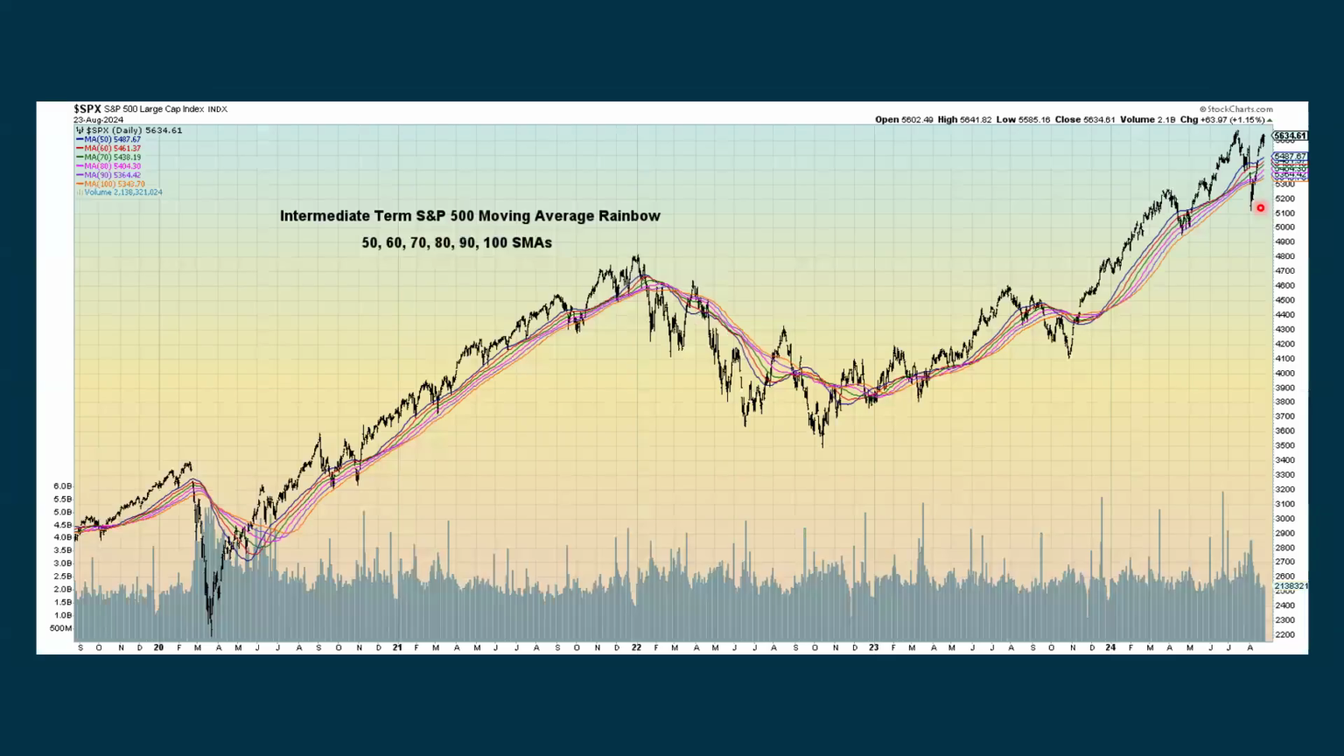Some intermediate term charts, another rainbow going from 50 periods up to 100 periods. We came down through the rainbow and dropped below it, but this moves a little bit slower. So we really didn't see the lines start to jumble up all that much. They did move a bit here, but then we've been coming back up and we're above the rainbow. So this suggests also and confirms on a trending basis that the intermediate term trend is positive.